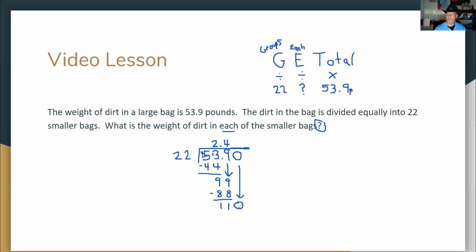Well, I know 5 times 20 is 100, and I know 5 times 2 is 10. So I believe it's going to be 5 times. And then 5 times 22 is 110. We subtract. And now we have a nice even problem. So it looks like we are going to end up putting 2 and 4/500 pounds of dirt in each bag. 2 and 4/500 pounds in each of the smaller bags.